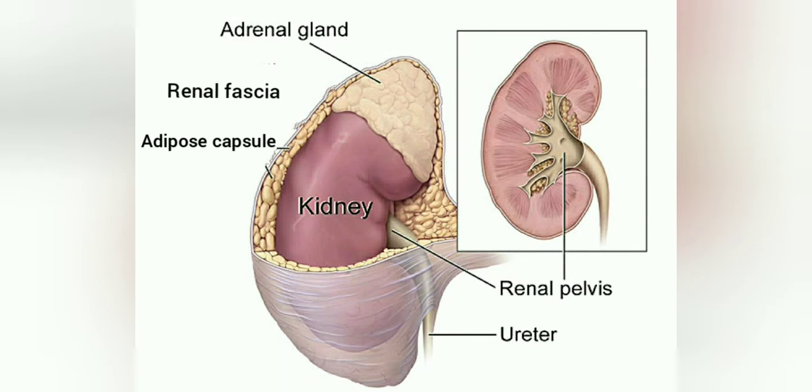Innermost layer is called a renal capsule. It is a smooth, transparent, fibrous membrane that is continuous with outer layer of ureters. It acts as barrier against spread of infections in kidneys.